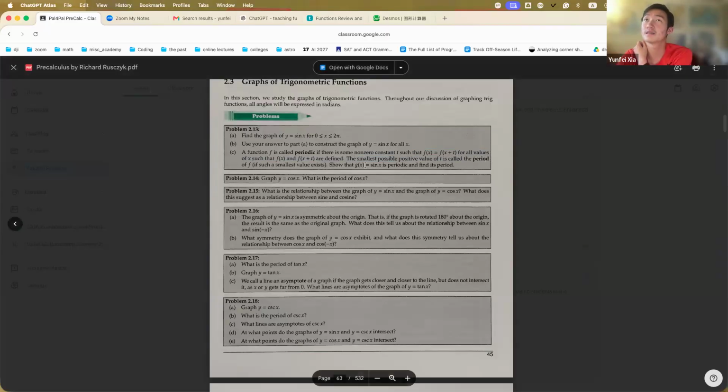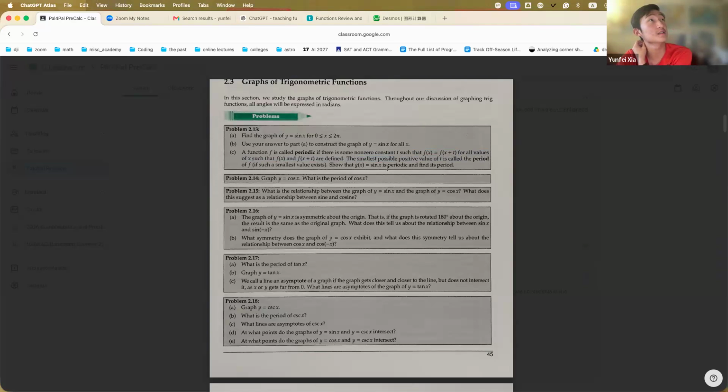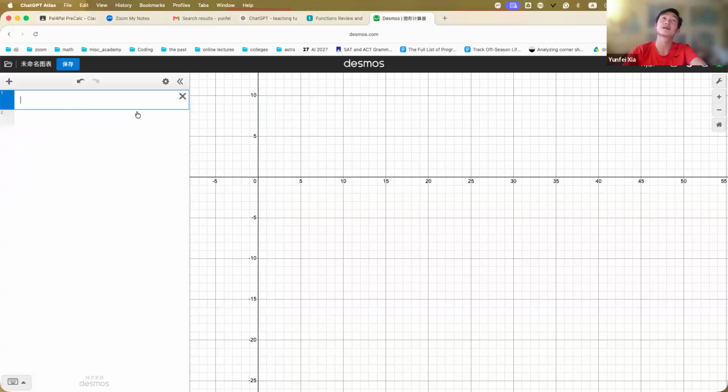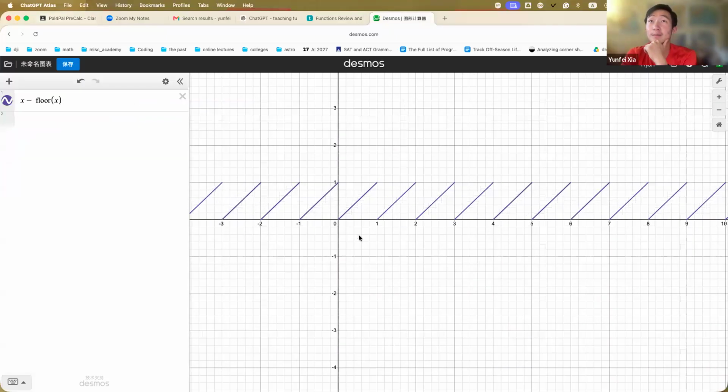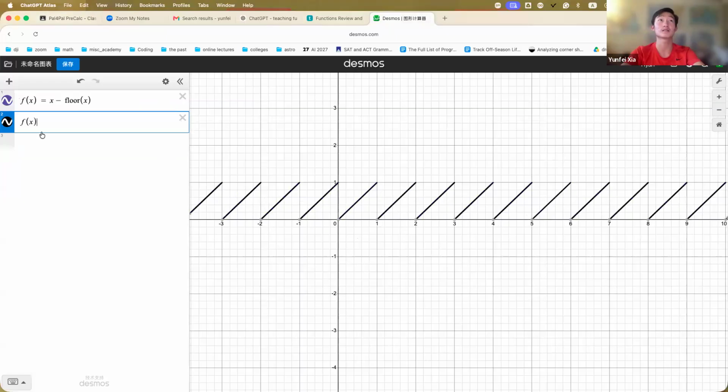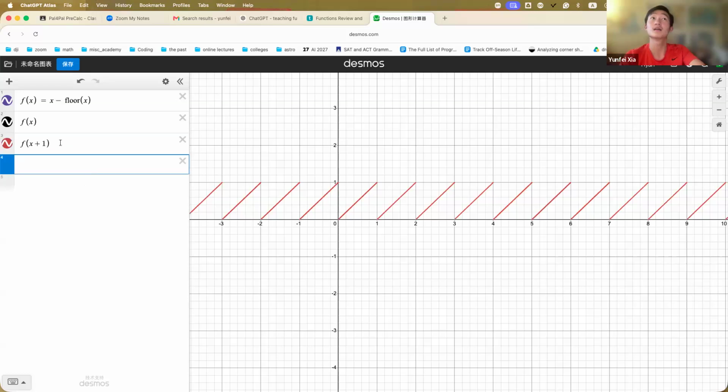You guys don't really have to know this, but consider this function: x minus floor of x. In this case, it is periodic. And the smallest period here is 1. Because if this is f of x, then f of x and f of x plus 1 are the same function for all x in this domain, which is the real number set.